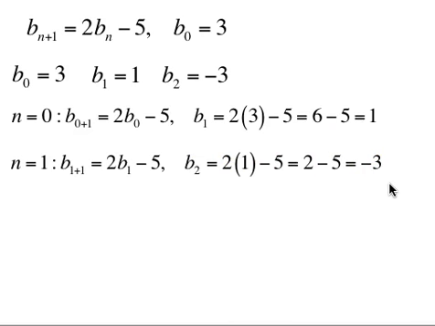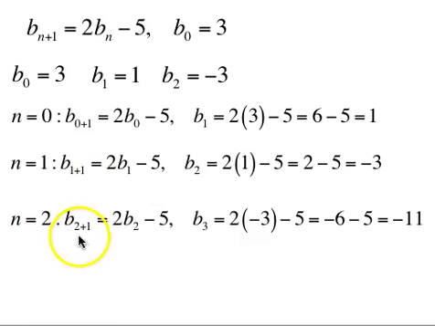To get b sub 3, I need n to be 2. b sub 2 plus 1 is 2b sub 2 minus 5. With n equal to 2, b sub 2 plus 1 is 2b sub 2 minus 5.